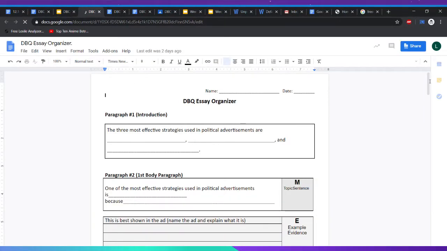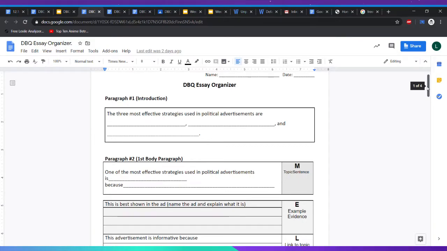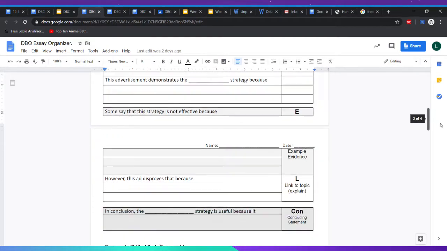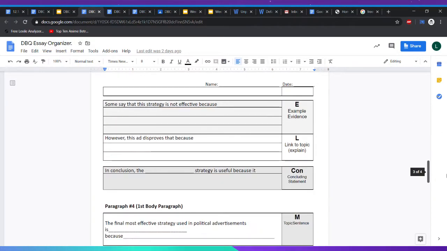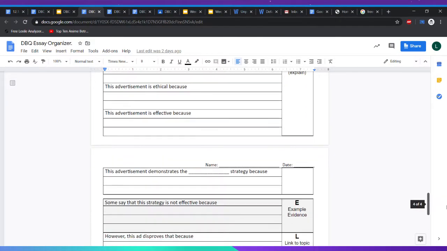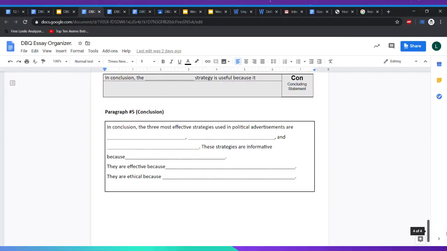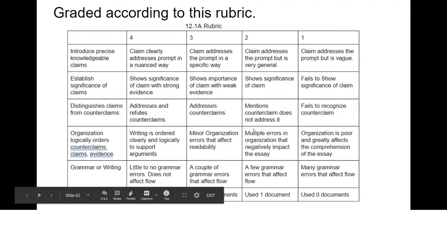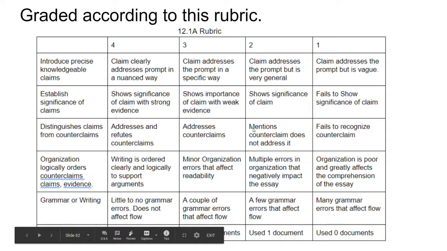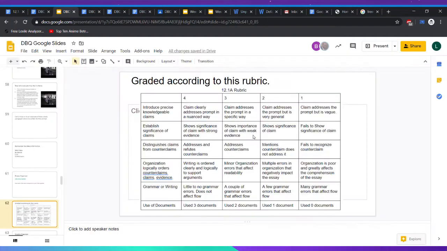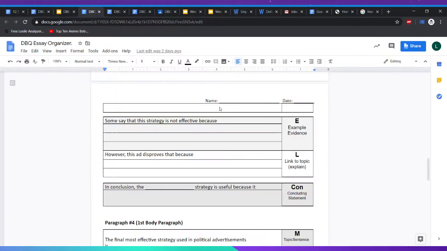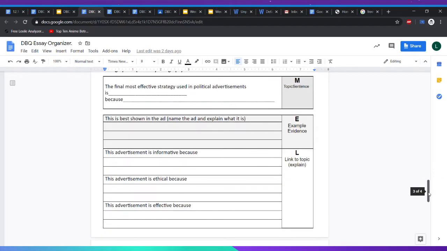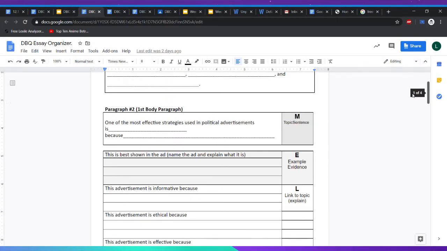So a 5-paragraph organizer made by Miss Okuno. Shout out to her yet again, amazing person. Paragraph 1 is your introduction paragraph. Paragraph 2, 3, and 4 are your body paragraphs, and paragraph 5 is your conclusion paragraph. One thing I want to point out is that when we look at this rubric, it is mainly focused on you making an argument more than anything else. So your paragraphs 2, 3, and 4 will be the bulk of your grade.